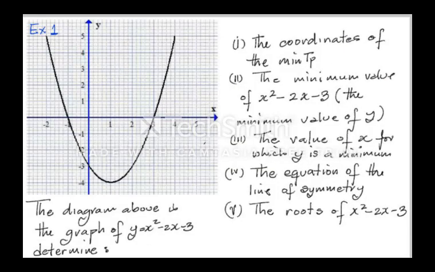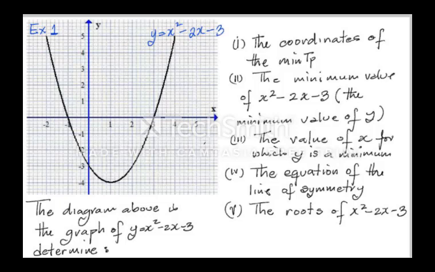All right, let's have a look at a question. This is example 1. This graph is already drawn, and all we're doing is attempting to answer some questions based on what we just did. The diagram above is the graph of y is equal to x squared minus 2x minus 3. That's the graph we're looking at.